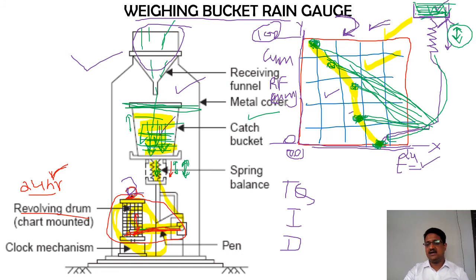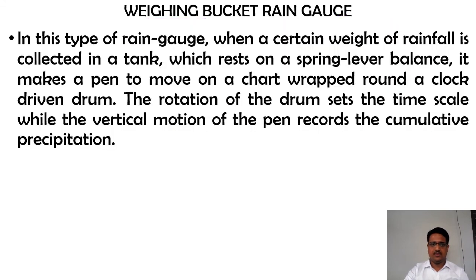Fine. So let us check out a bit of the theory for the weighing bucket type of rain gauge station. In this type of rain gauge, when a certain weight of rainfall is collected in a tank which rests on a spring lever balance, it makes a pen move on a chart wrapped around a clock driven drum. The rotation of the drum sets the time scale while the vertical motion of the pen records the cumulative precipitation.